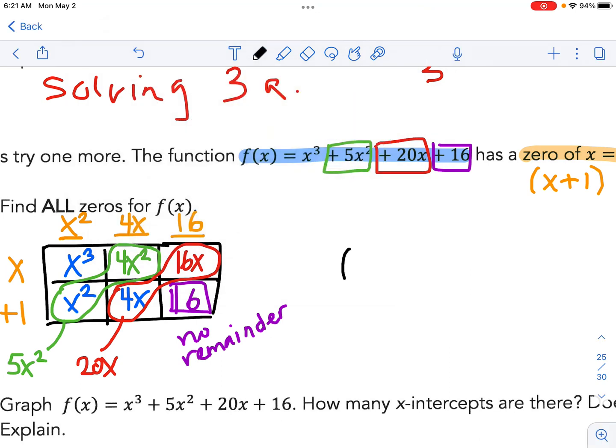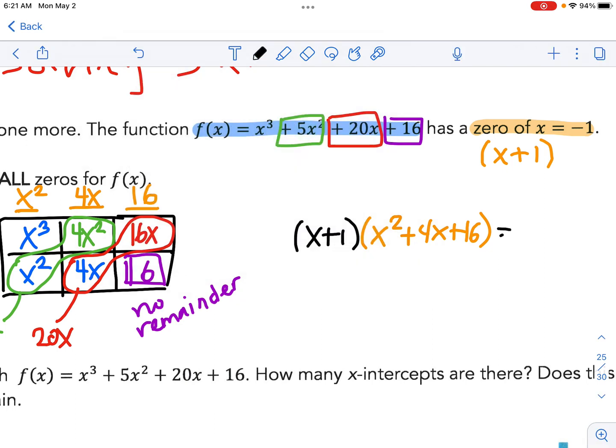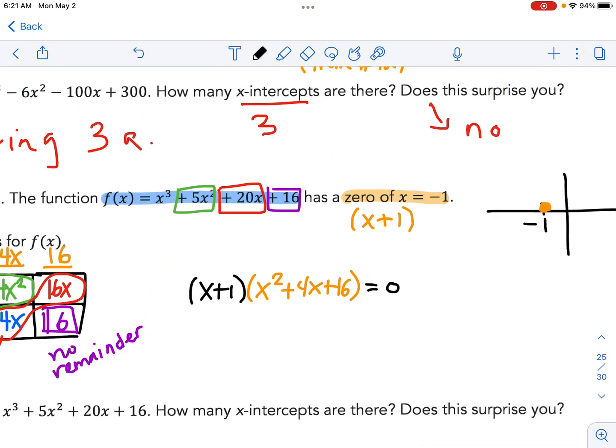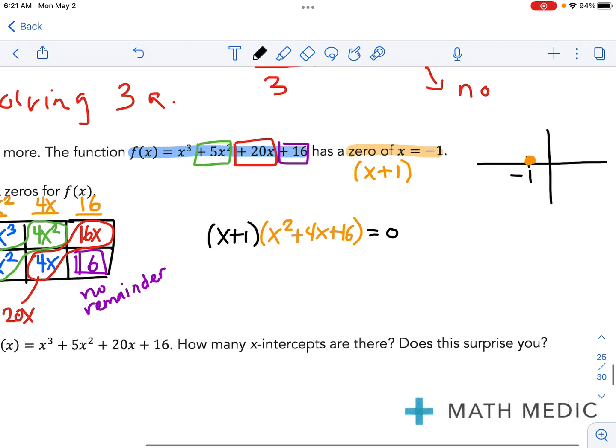So we know that this factors into x plus 1 times the quantity x squared plus 4x plus 16 equals 0. And it's looking like we set you up intentionally so that we could grab the solution from 4b.